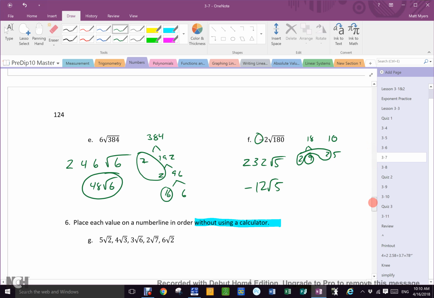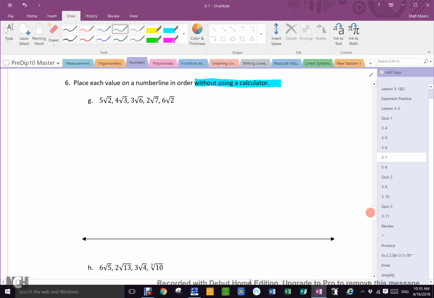Now, how did you do 6G? Because I didn't want you to use a calculator. What'd you do? You have 2 options. What is option 1? Starts with an E. Ends with an E. Estimate. I was going to say expand.